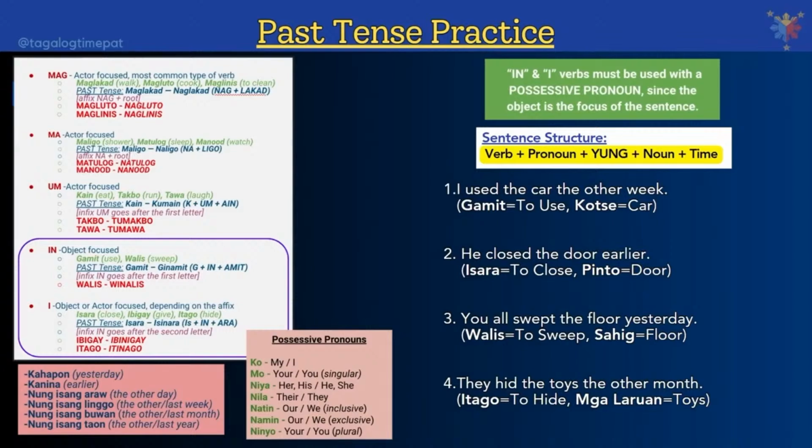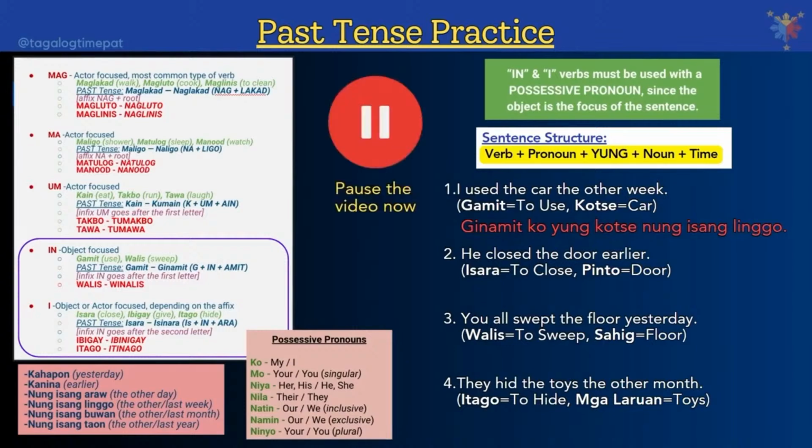So let's do this one together. So the sentence structure is verb plus pronoun. So it would be ginamit. That is the past tense conjugation of gamit. Remember, for in verbs, the infix in goes after the first letter. So ginamit. Then it's the pronoun ko, which is the possessive pronoun I. Then it's the word yung, which means the. Coche nung isang linggo. So, ginamit ko yung kotse nung isang linggo. I used the car the other week.